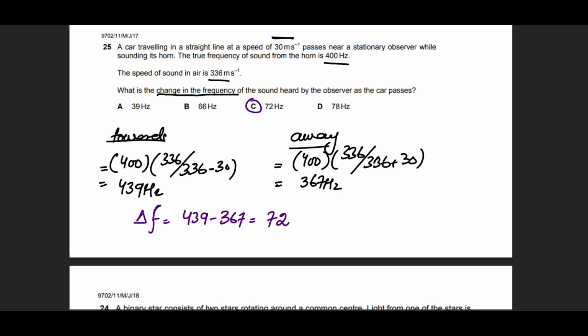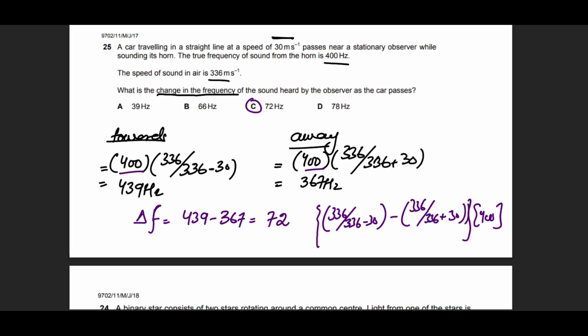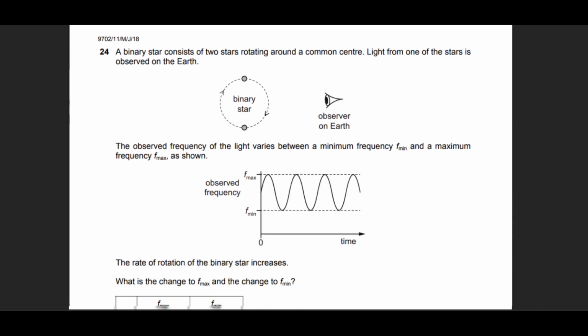Now, since we are supposed to find the difference, what some students generally do is do this question directly. They do 336 divided by 336 minus 30, minus 336 over 336 plus 30, and then multiply this with 400. They take the 400 out of both equations as common and then solve this fraction, and they directly get 72. You can try this on the calculator as well.